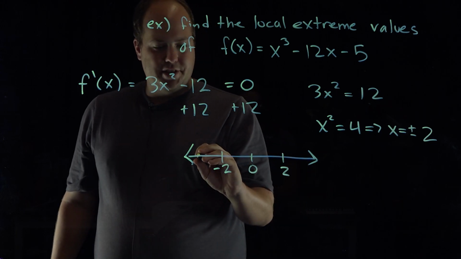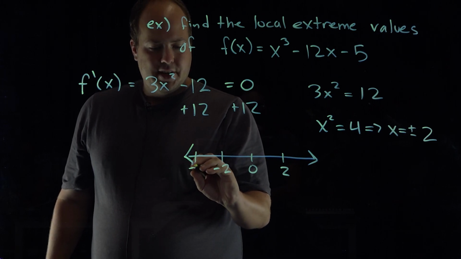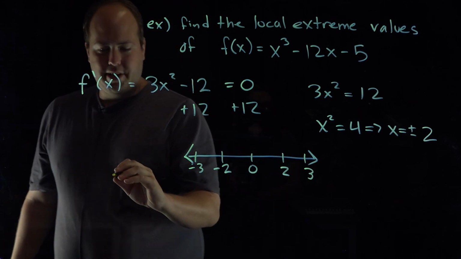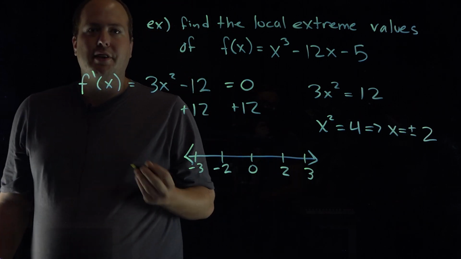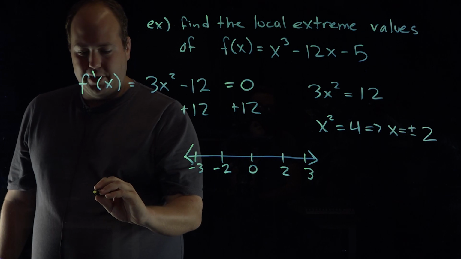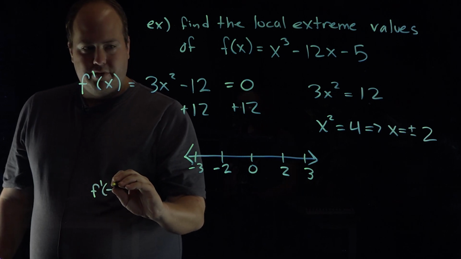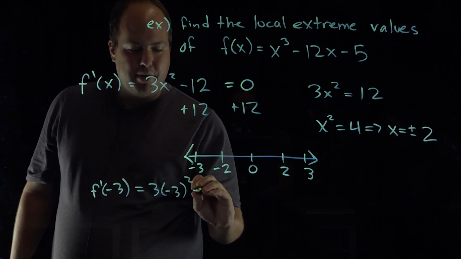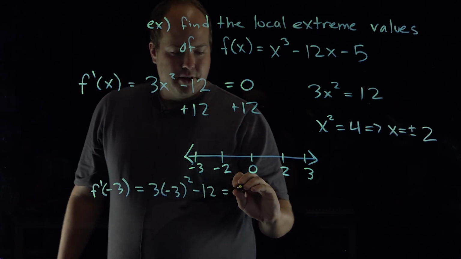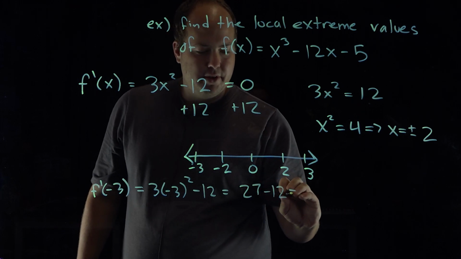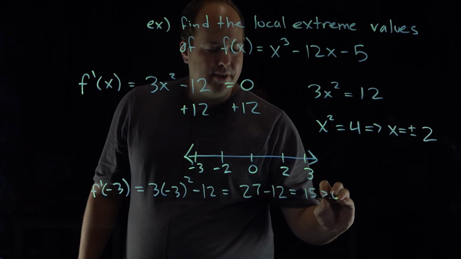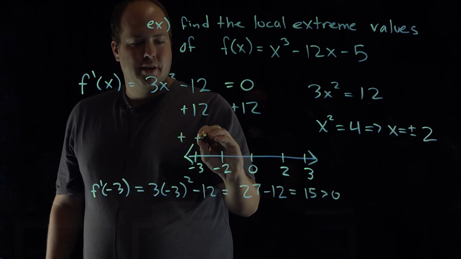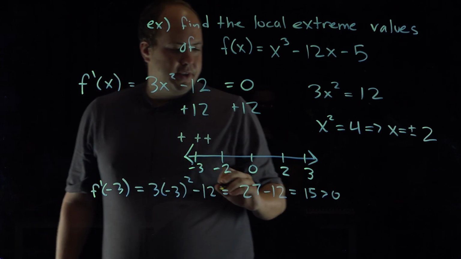So 0 will be easy to check. We'll go ahead and test -3 as well as +3, and we can get the derivative evaluations, which will tell us if it's increasing or decreasing at those values. So f prime of -3 will be 3 times -3 squared minus 12, which is 27 minus 12, which is equal to 15. Since this number is greater than 0, we know that the function f is going to be increasing to the left of x equals -2.